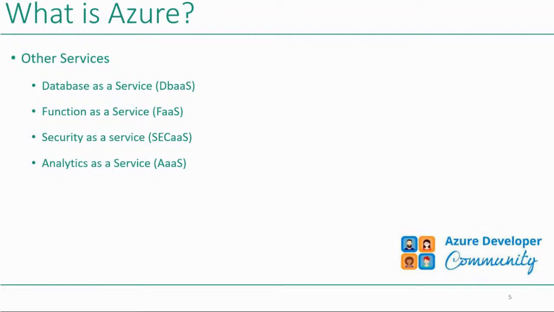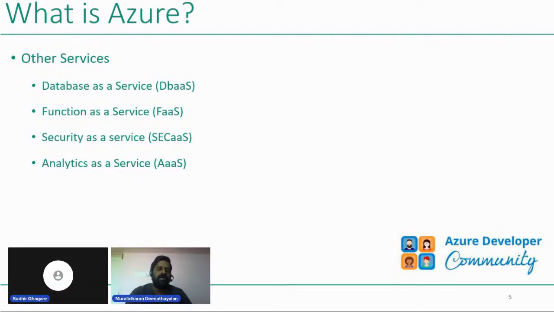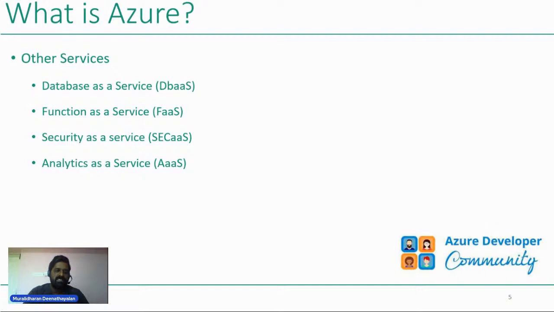And security as a service. Now you know a lot of security options have evolved, with hacking and other things happening. So for security as a service, Microsoft provides Sentinel as the option. And analytics as a service, this will be used for Microsoft Stream Analytics, and other services used for analytics as a service. So you can use Power BI or any other big data information for your analytics.